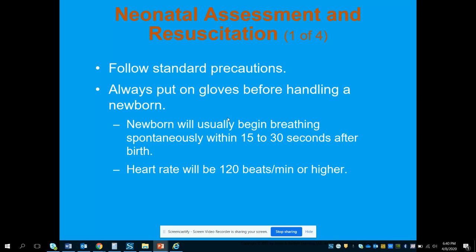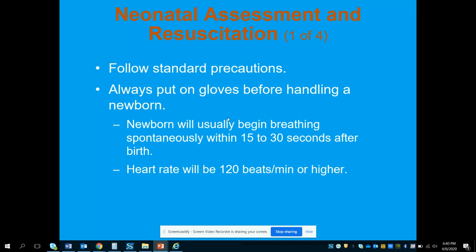So now let's move on to look at neonatal assessment and resuscitation. We're still going to be following our standard precautions. By now you might need to change your gloves and put on a new set before handling that newborn. They should begin breathing spontaneously within 15 to 30 seconds after birth.